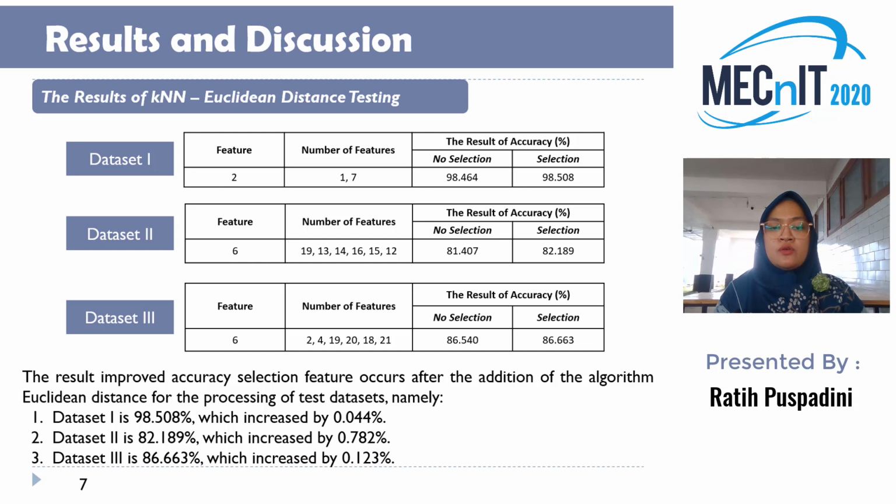The result improved accuracy selection feature occurred after the addition of the Euclidean distance algorithm for the processing of test datasets, namely, dataset 1 is 98.508%, which increased by 0.044%. Dataset 2 is 82.189%, which increased by 0.782%. Dataset 3 is 86.663%, which increased by 0.123%.